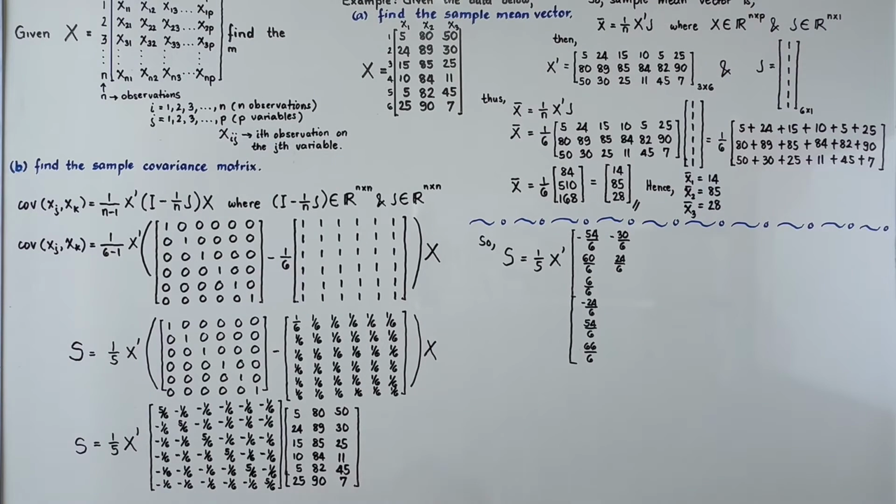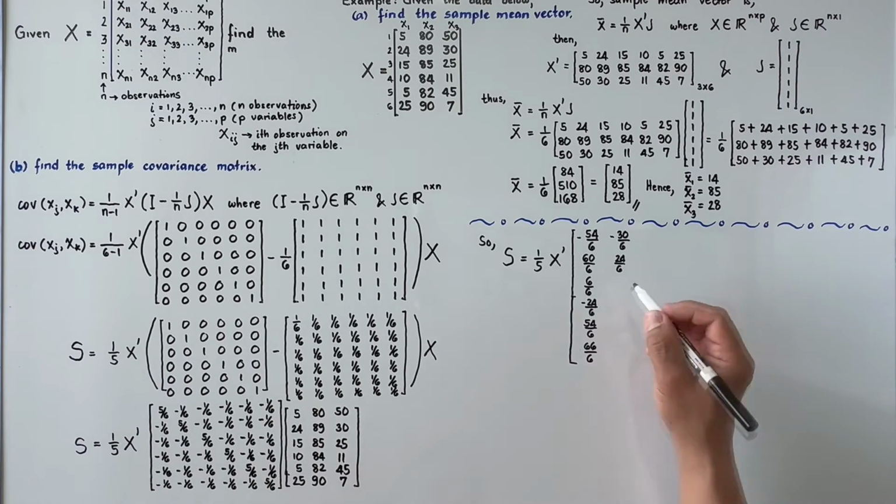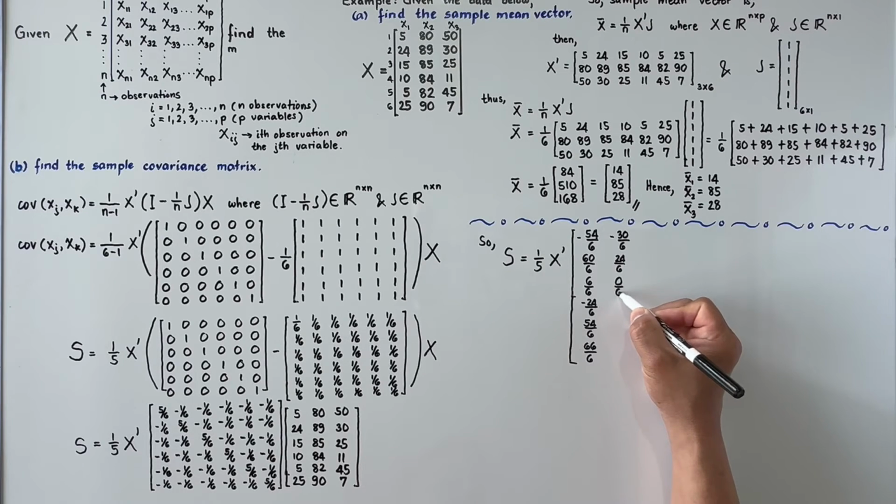Now, multiplying the third row by the second column, so we have negative 80 over 6 minus 89 over 6 added to 5/6 times 85, which is 425 over 6, and then added to negative 84 over 6 minus 82 over 6 minus 90 over 6. And adding those 6 products, we have 0 over 6 here.